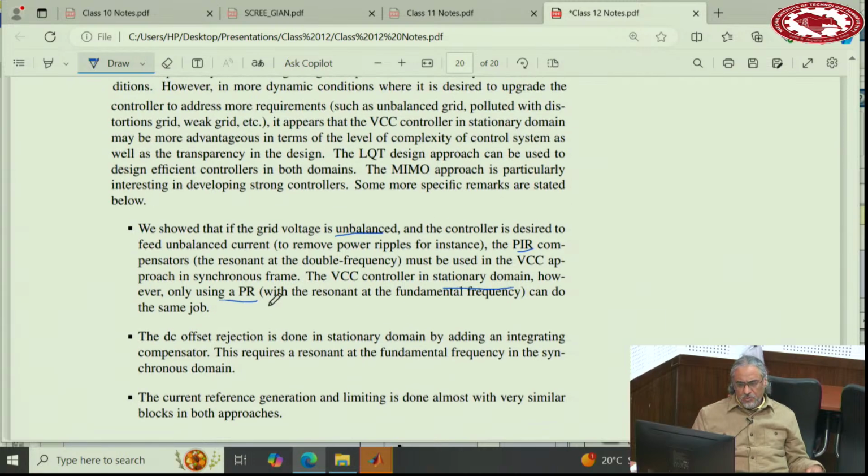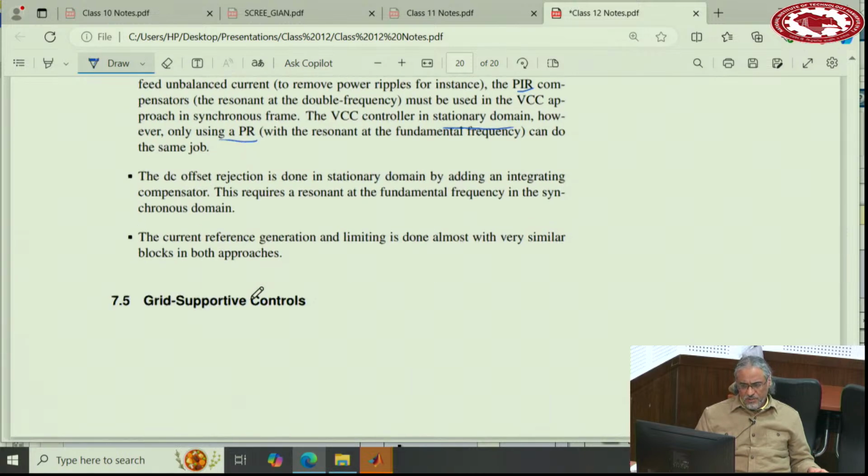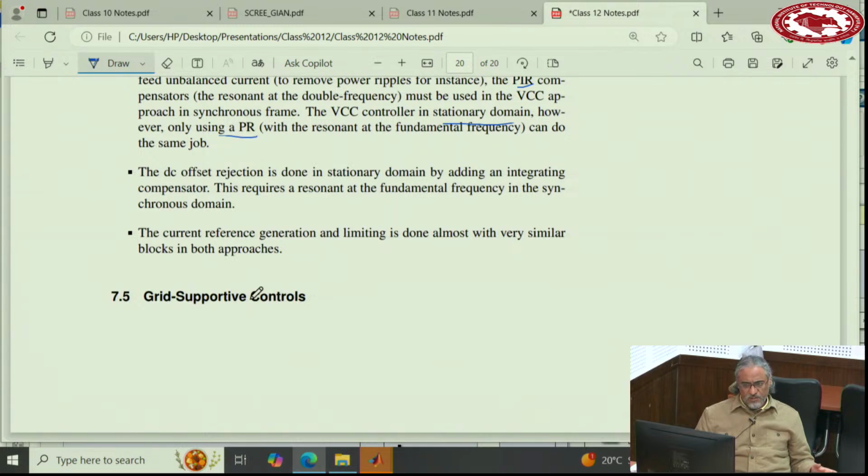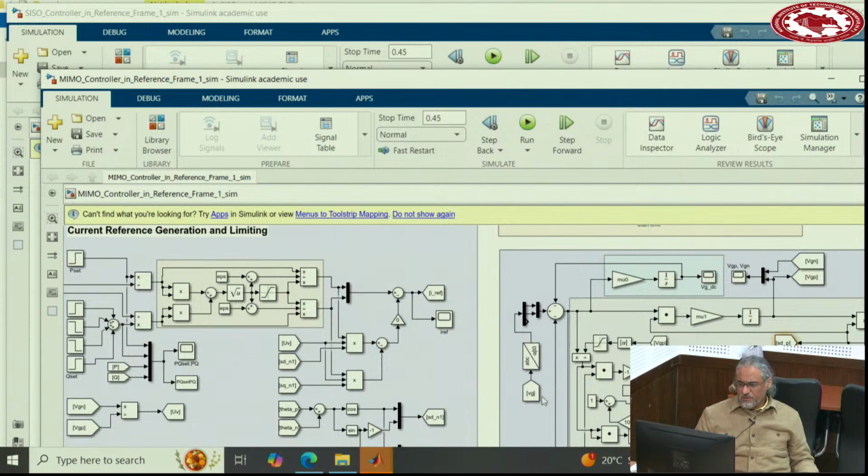So the conclusion is that the stationary frame seems simpler and more advantageous, even though the rotating frame seems to be, at least in industry, more common. In academia, people are paying more attention to stationary nowadays. Let's see if I have this simulation.